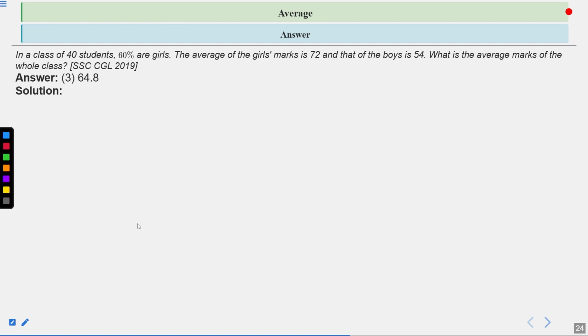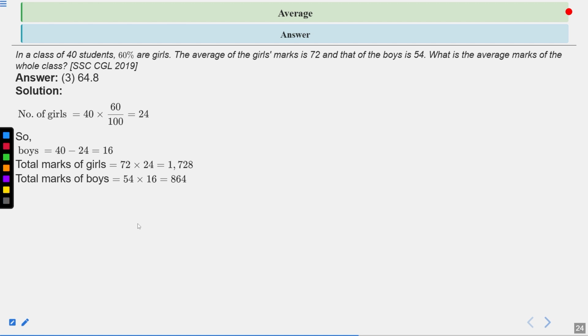Now see the detailed solution of this question. So the number of girls becomes 40 into 60%, or we can say 40 into 60 upon 100, we get 24. So the number of boys will become 40 minus 24, which is 16. Now we can calculate the total marks of the girls, which is 72 into 24, becomes 1728. And the total marks of the boys become 54 into 16, which is 864.